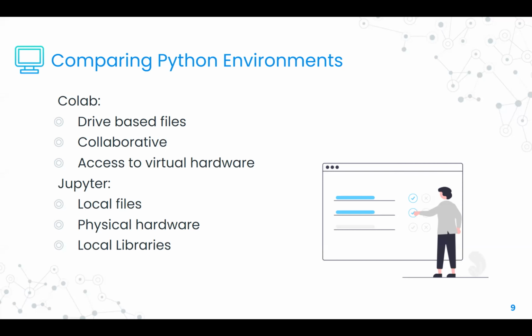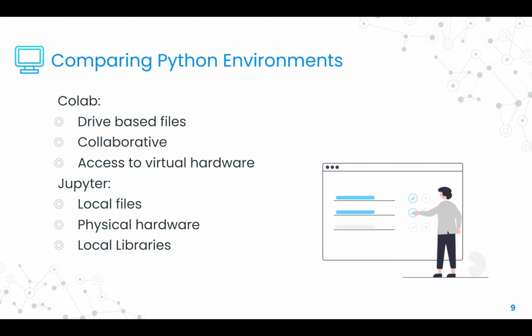In Word, you work by yourself. You can send the file and share it, but at the end of the day, it's a local file. But with Collab, it's kind of like Google Docs, where you can have a team of people working on the code at once, and when you save it, everyone can see it. And then Collab also has access to virtual hardware.